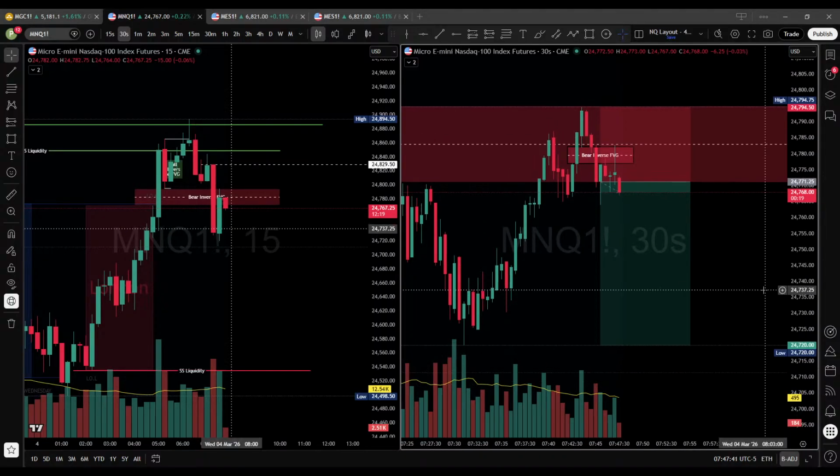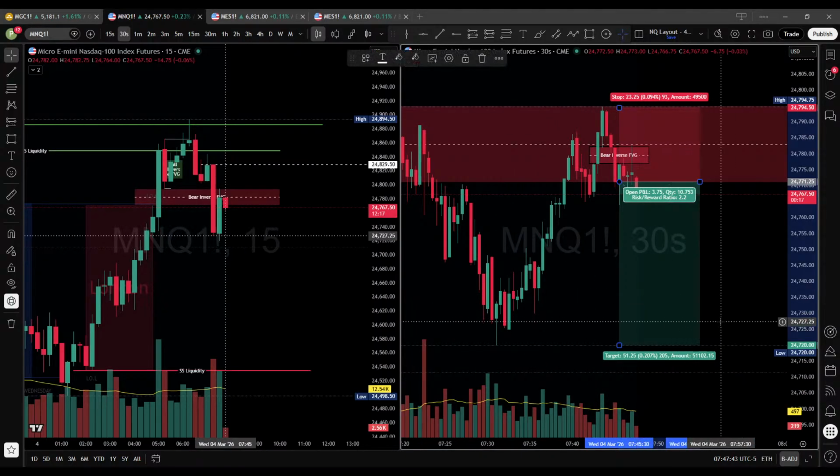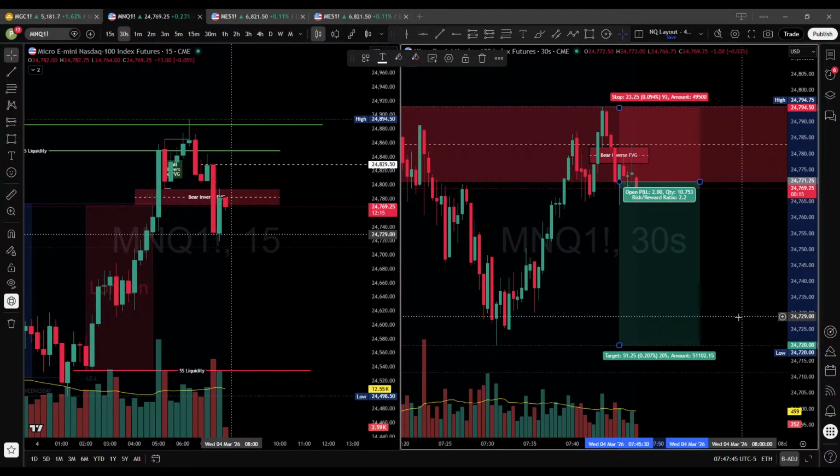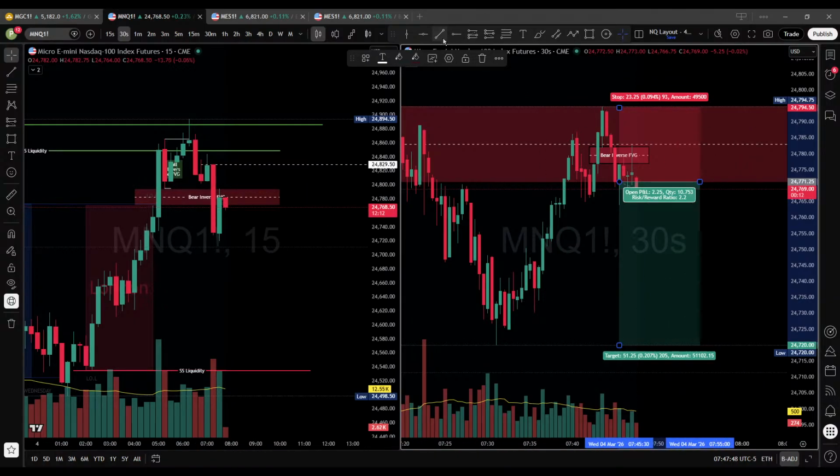This is one of the good trades. We have 23 points of stop loss, against which we have 51 points of target, which is the first target.